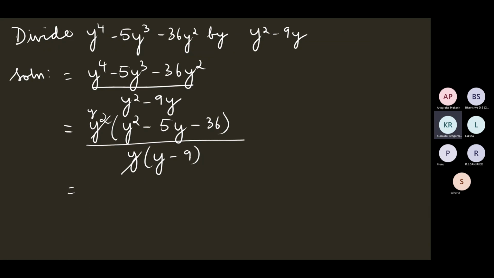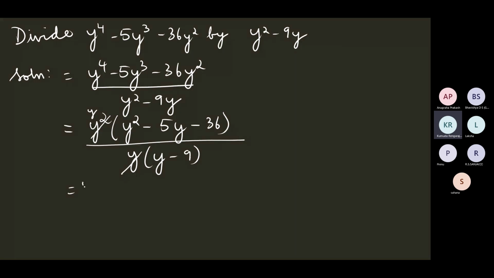Okay, who can tell me the next step? Yes, Anugraha. Next, we have to factorize the terms in the bracket, ma'am. Correct. So it will be y bracket y square minus 9y plus 4y minus 36. Very good. So in the numerator, we have this expression y square minus 5y minus 36. We'll have to factorize that by splitting the middle term.